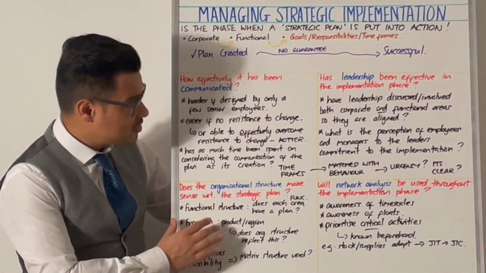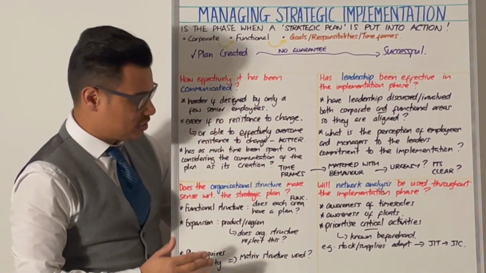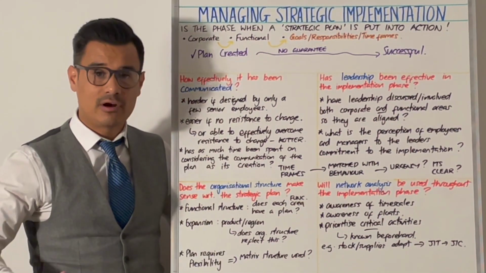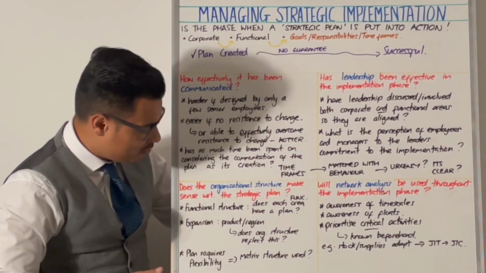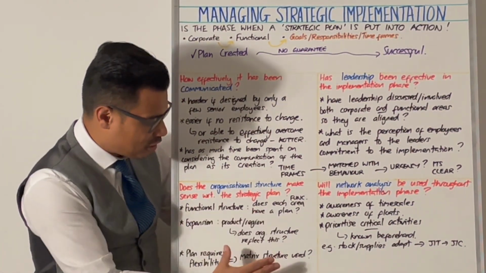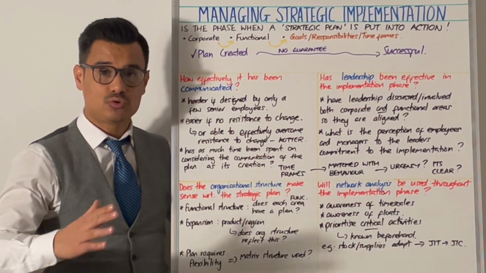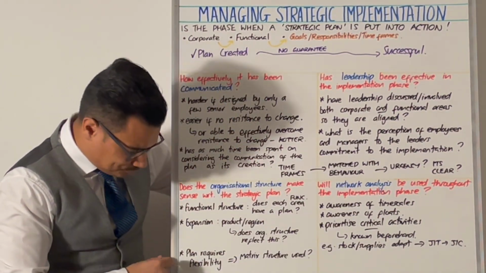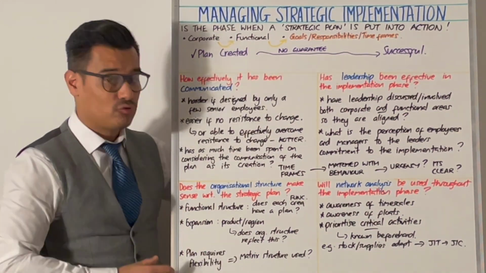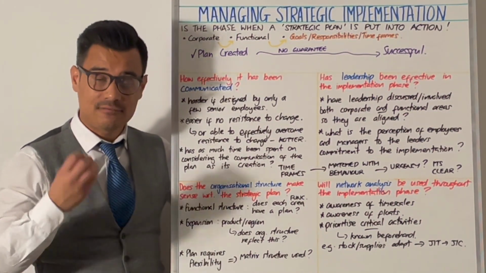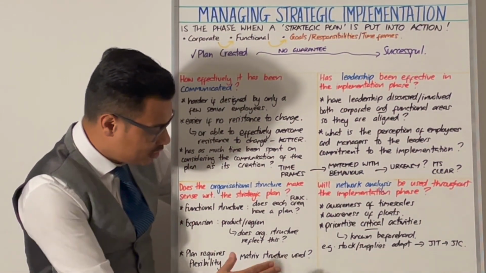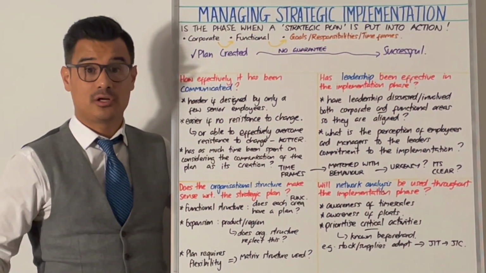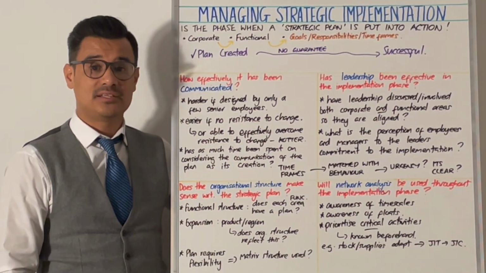If whatever plan you're trying to implement is an expansion into a product range or a geographic area, a region, well, do you have a structure that reflects this? Does the organisational structure make sense for that plan? And the final area to look at is, if you have a plan that requires you to be flexible, have flexibility in the organisation, then do you have a flexible organisational structure? Are you, for instance, using a matrix structure? It's more likely to be successful if that is the case.